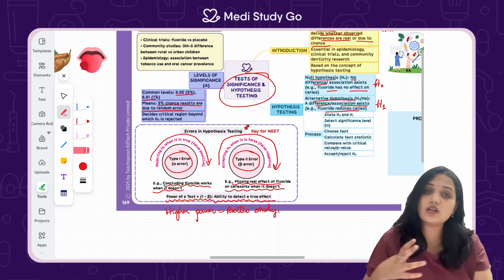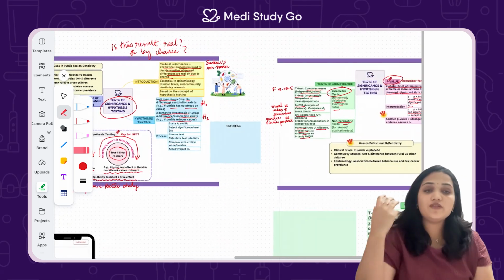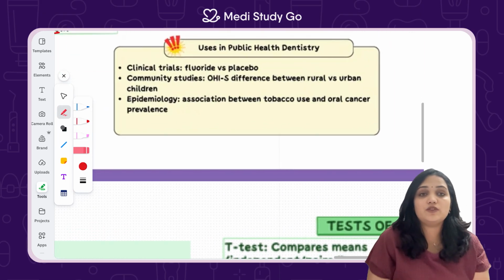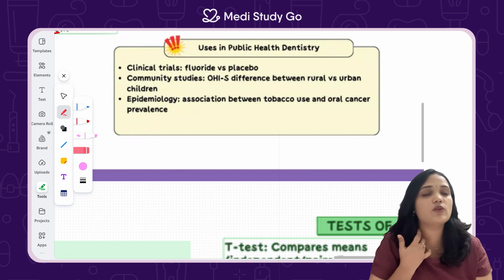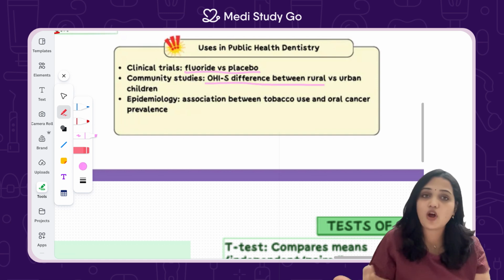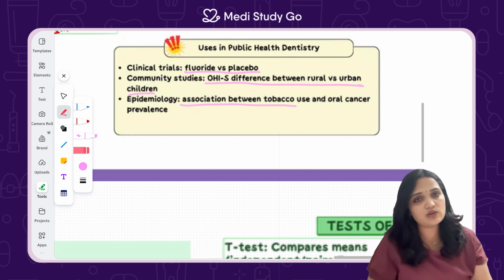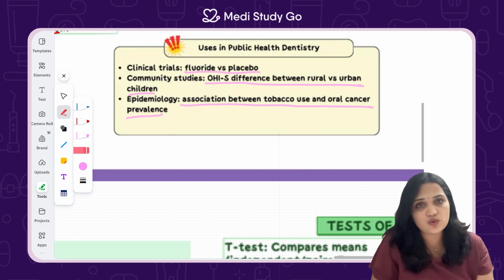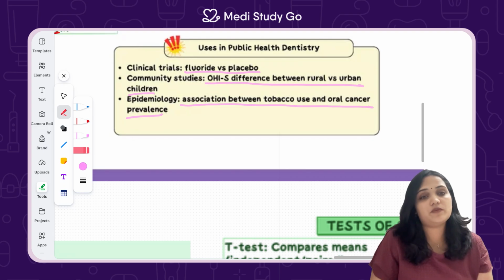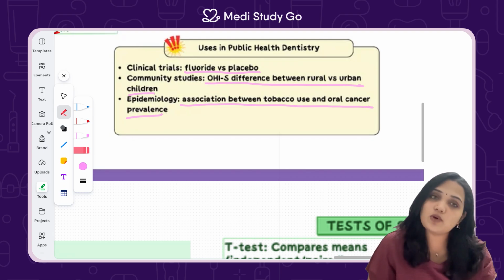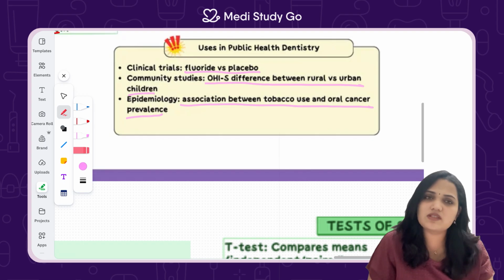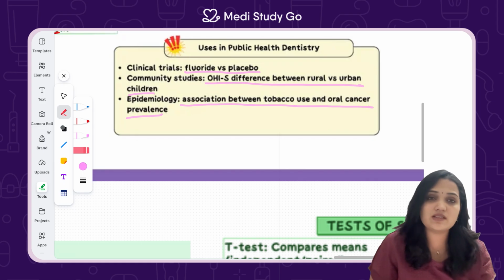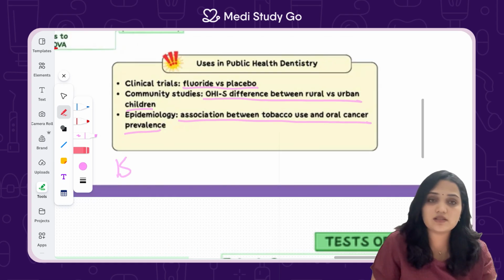Okay, so now we've learned about all of these words. Now, where do we apply them in dentistry? You might think. First up, clinical trials. Like I said, if you're using fluoride versus, say, non-fluoride or a placebo, you would need this. If we are trying to do any community studies like rural versus urban, like I mentioned, it would be applied. And in epidemiology, like tobacco versus oral cancer, if you want to know if the relationship there is real or not, then also you would need this.